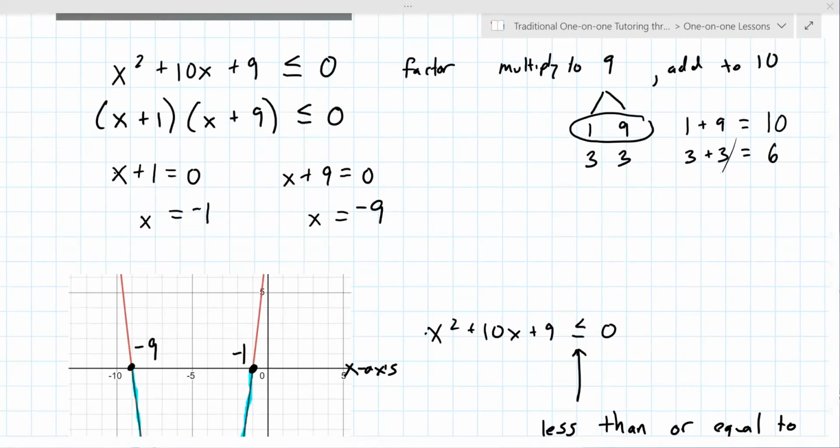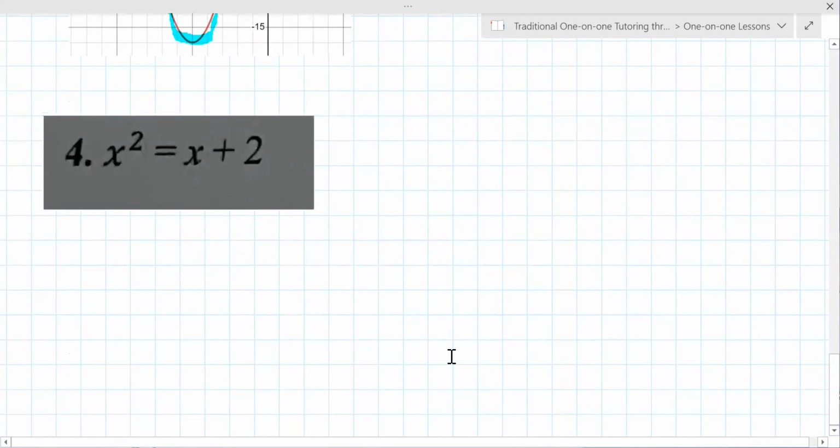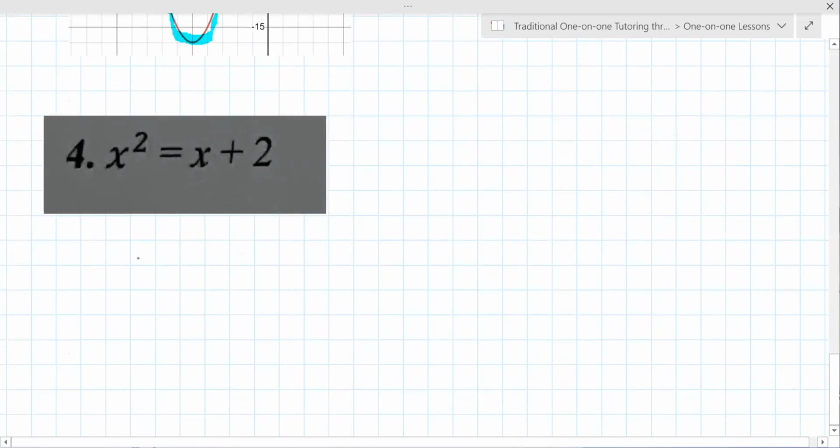Let me know when you're ready to move on to the next question when you get all this down. Let's move on to the next question. So the next question here is, I'm going to snip it, but we're going to rewrite it, because it's written kind of weird for you. Let's just do this slightly differently: x squared greater than or equal to x plus 2.